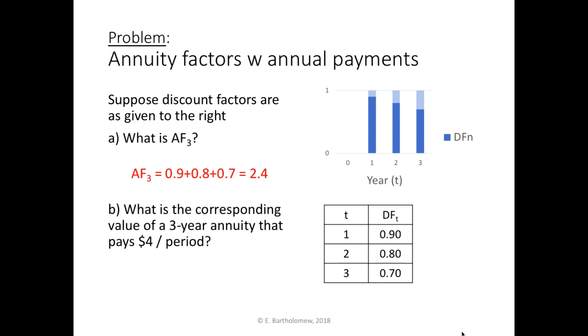So you're basically asking, what is the value of receiving $1 in year one, $1 in year two, and $1 in year three? And we simply add up those three values and come up with an annuity factor of 2.4. So that means that an annuity paying $1 per year for 3 years has a value of 2.4. And so if we had an annuity that paid $4 per period, what would its value be? Well, we just multiply $4 times the annuity factor. So once we have the annuity factor of 2.4, it's just 2.4 times 4, or $9.6.